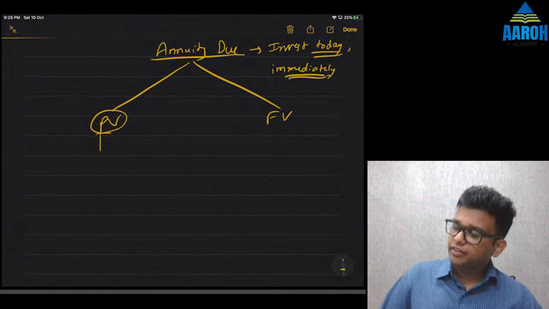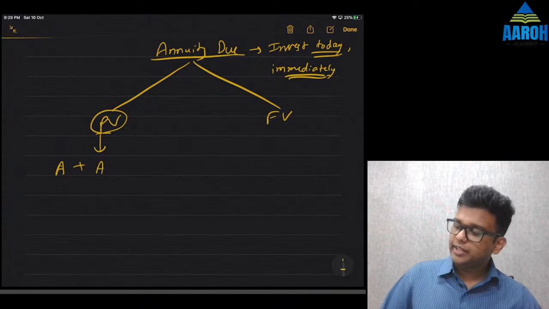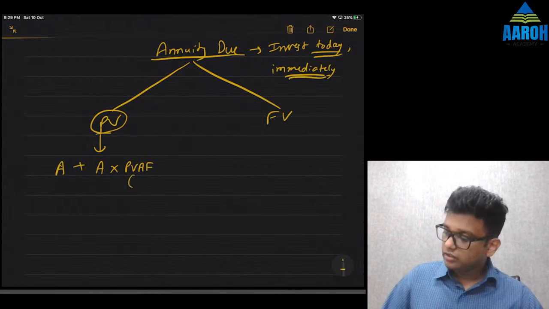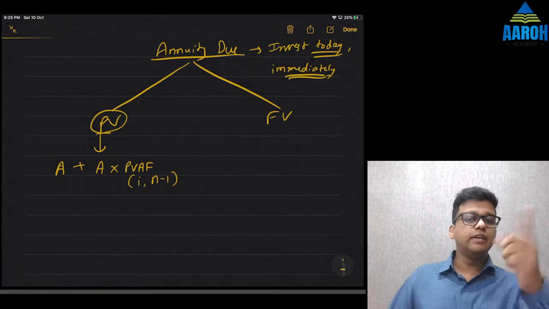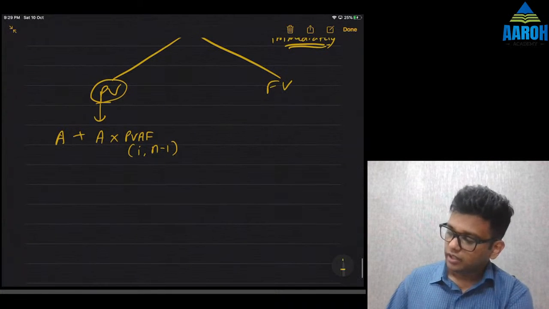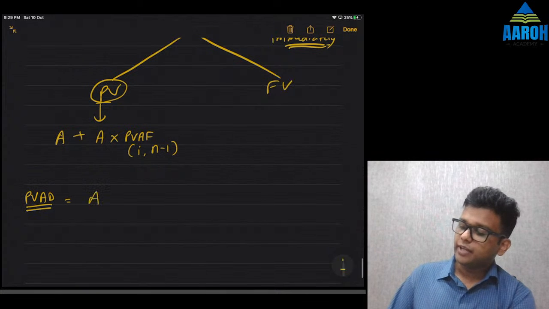For finding present value of annuity due, you have to take A, the annuity amount, plus the annuity amount into the present value annuity factor. But how to take that present value factor? You have to take I as it is and you have to take n minus 1. That is one less year. What does this mean? Consider carefully. If you want to find present value of annuity due, we have to take annuity amount.